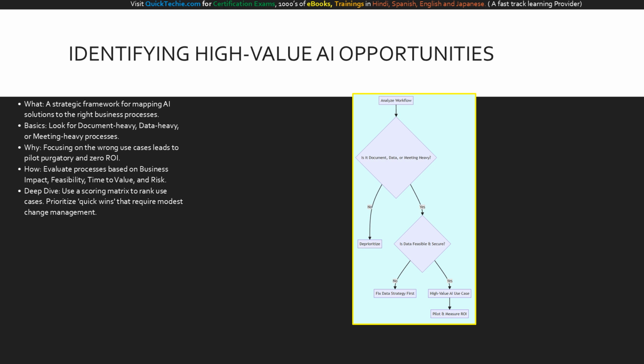If your data is messy or siloed, you must fix your data strategy first. AI cannot fix bad data. But if you have secure, accessible data, you have reached the green node, a high-value AI use case. From there, you move to launching a tightly scoped pilot and measuring the ROI. I encourage you to take a screenshot of this mental model. Take it back to your department heads and use it to rigorously filter every AI pitch that comes across your desk. It ensures you only invest in automation that scales.